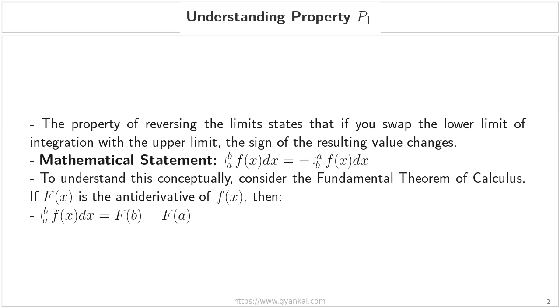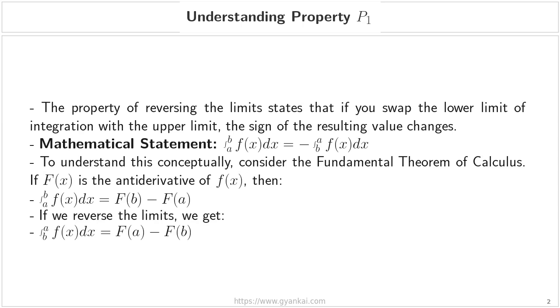Now let's understand why this happens. We'll use the fundamental theorem of calculus to see this clearly. Remember, the fundamental theorem tells us how to evaluate a definite integral. If we have a function F of x, which is the antiderivative of f of x, meaning the derivative of F of x is f of x, then the definite integral of f of x from a to b is simply F of b minus F of a.